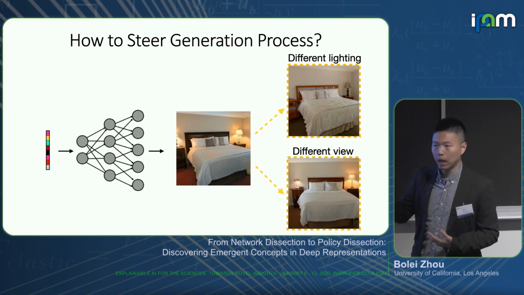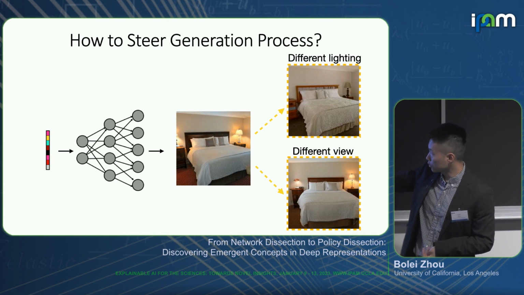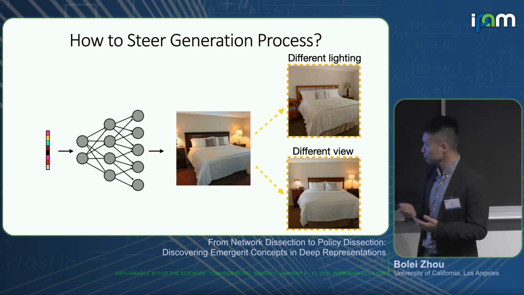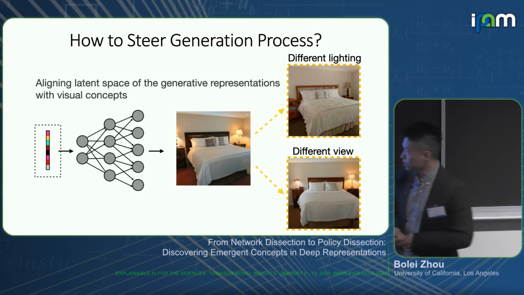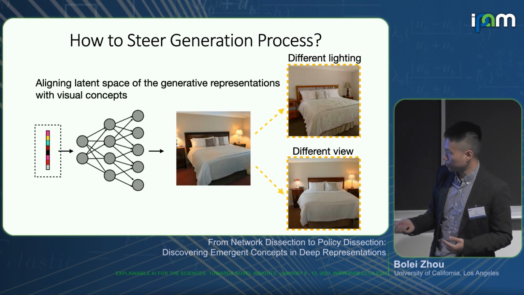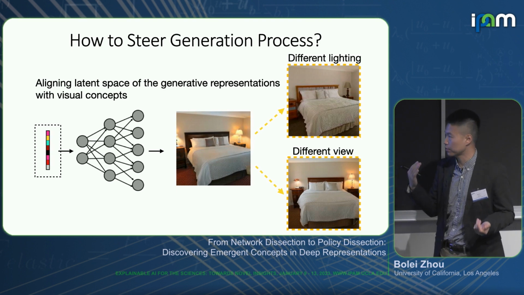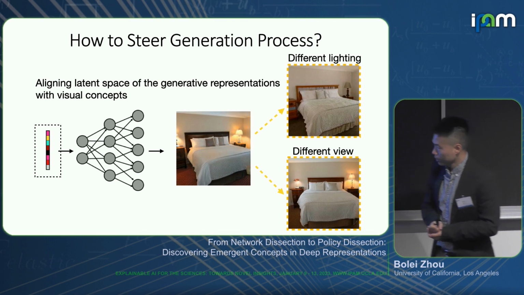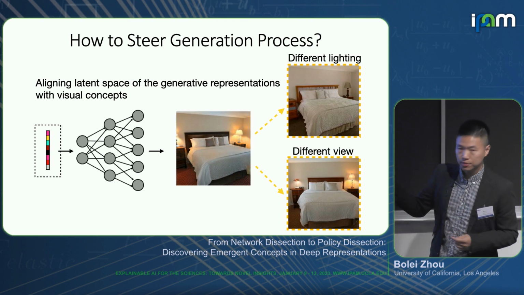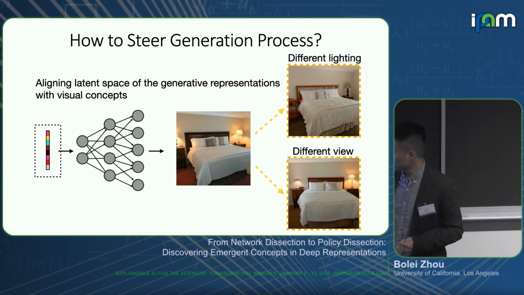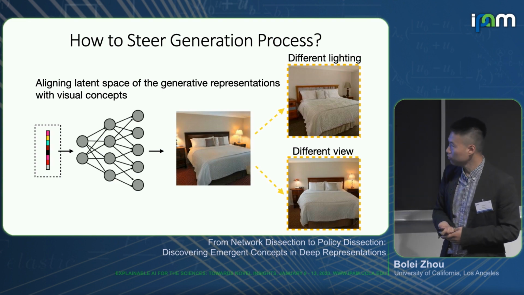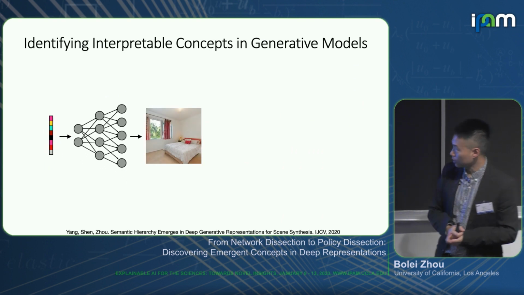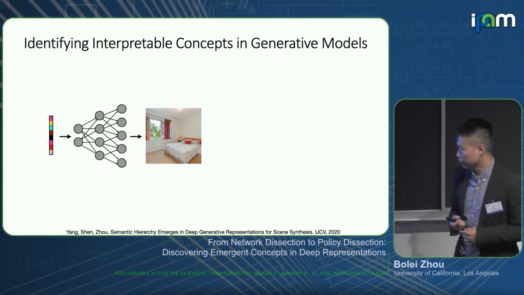So with the current pipeline, it's very difficult to control this process, because every latent vector is just a random vector you sample from the distribution. It's also related to what knowledge has been learned inside this latent space associated with different visual concepts, such as the lighting condition and the viewpoint. So we want to align the latent space of deep generative representation with all kinds of visual concepts. That's why we developed a method that tries to identify the interpretable concepts in the deep generative representation.